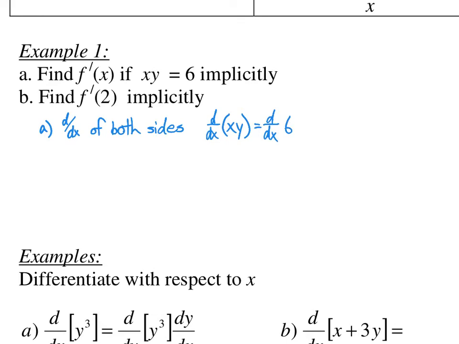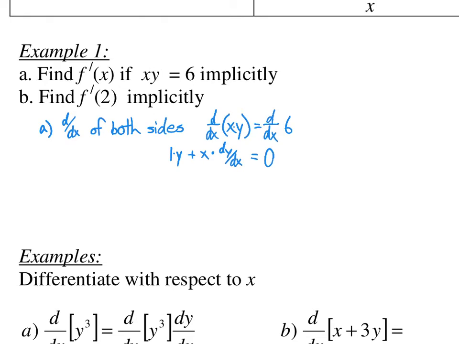So what does the right side equal? 0. Derivative of a constant, 0. On the left-hand side, how would I have to do that? Product rule. This is a product. So, I'm taking the derivative of the first factor. What's the derivative of x? 1 times the second factor, y, plus the first factor, x, times the derivative of y. How do we write the derivative of y with respect to x? dy dx.